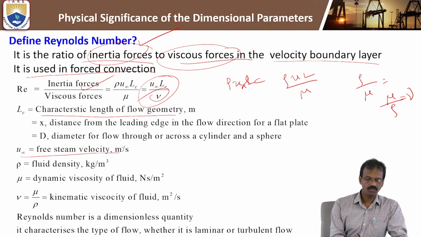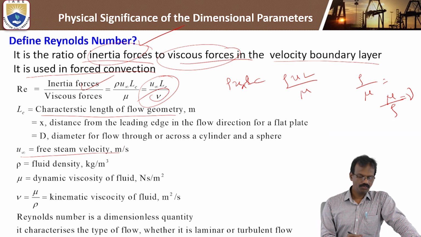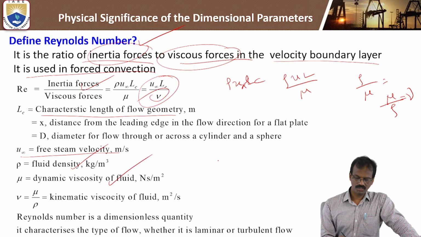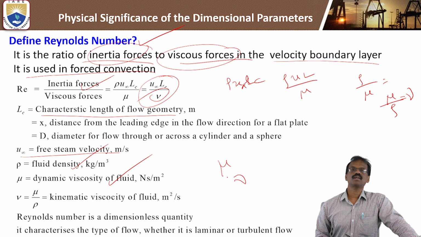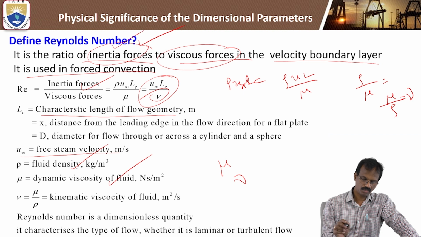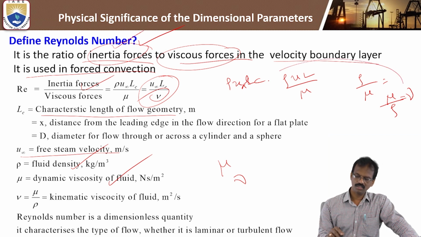So next, U alpha is the stream velocity of the fluid, rho is the density, and mu is the dynamic viscosity of the fluid. Nu is the kinematic viscosity of the fluid. You know all these parameters. So if you study the Reynolds number, we are considering all these parameters.